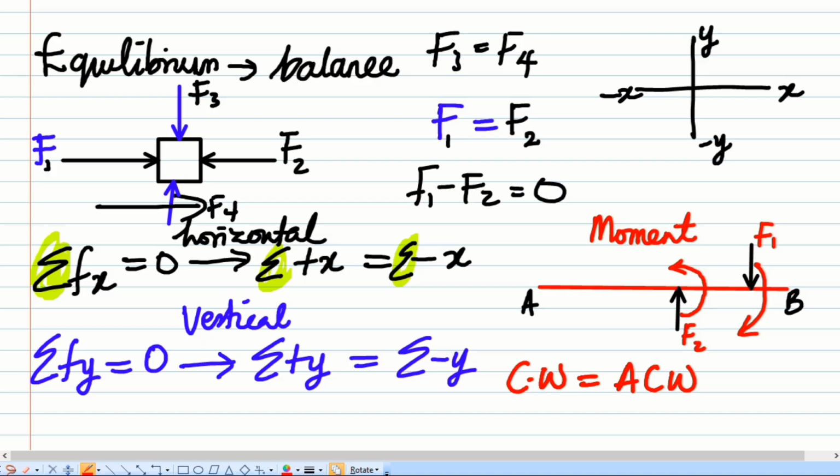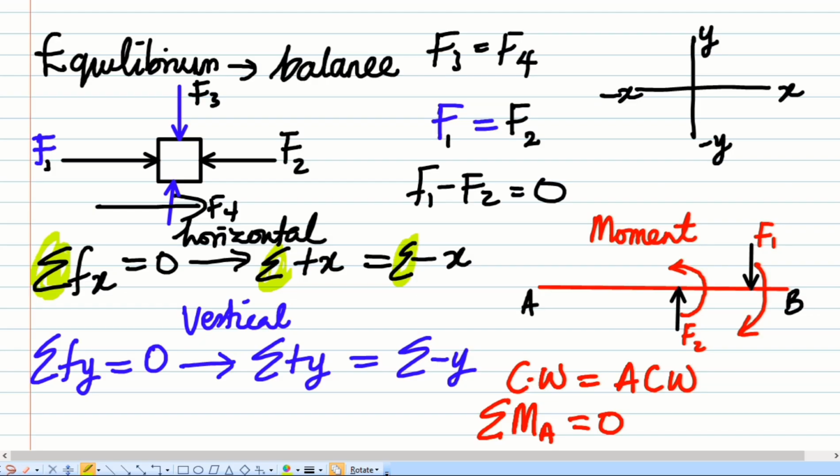Another way you can write this, to use the summation, we can say that the summation of moments about any point, since we're taking our moment about the point A, I can now say the summation of moments about A, M sub A, must be equal to 0. It must totally cancel. So these are the three conditions for equilibrium.